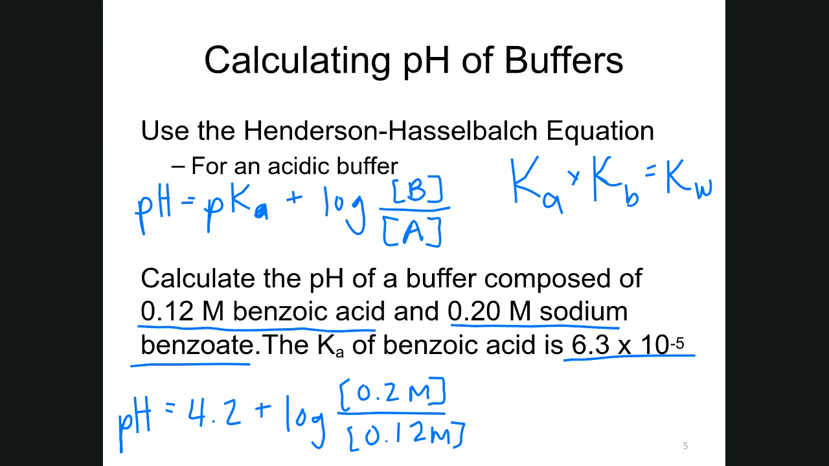So in our calculators, we can type in this equation. The way that I'm going to type it into my calculator is I'm going to do 0.2 divided by 0.12 first. So I get 1.666667. And then take the log of that. So I get 0.2218. Add 4.2. So my final answer, the pH of the buffer system, is 4.42. And remember, for pH, we don't have any units.